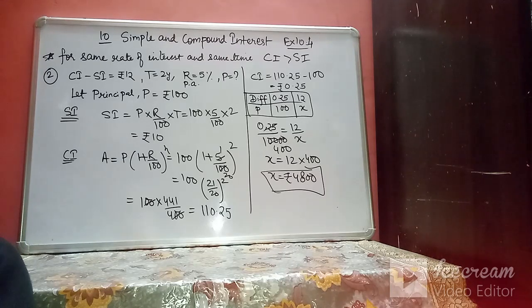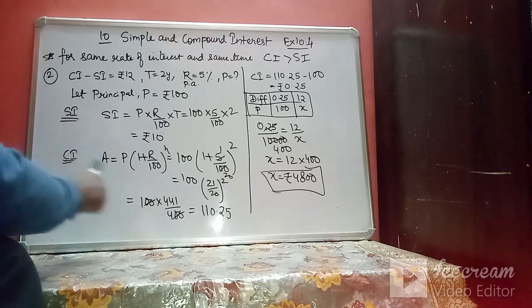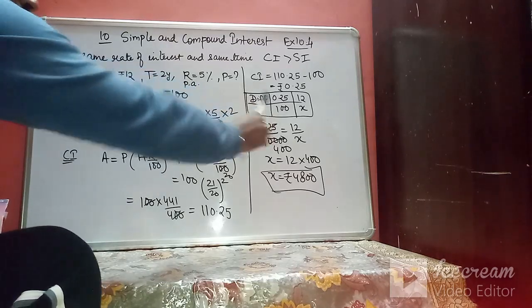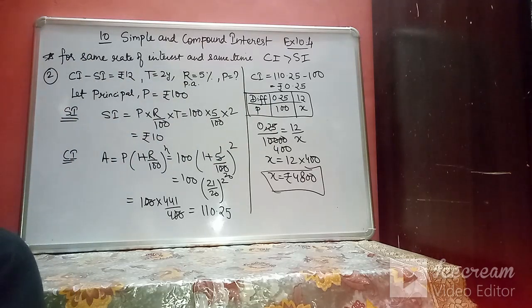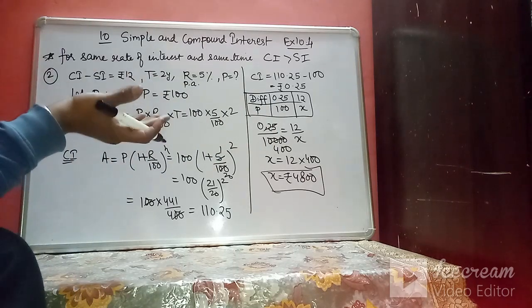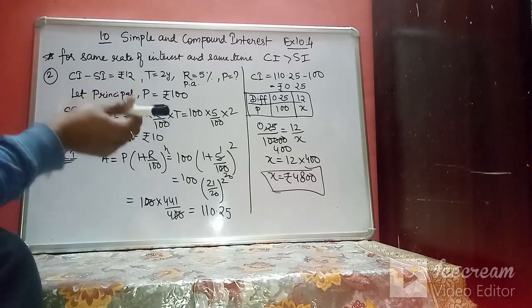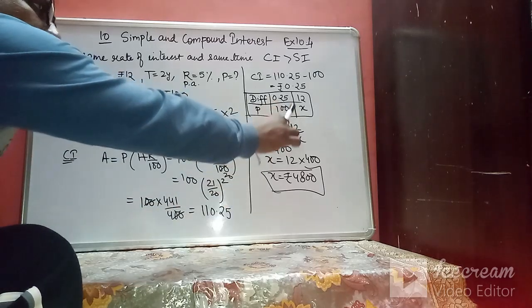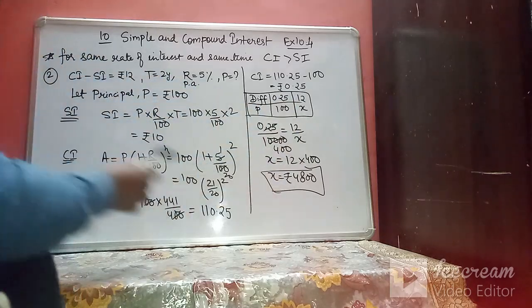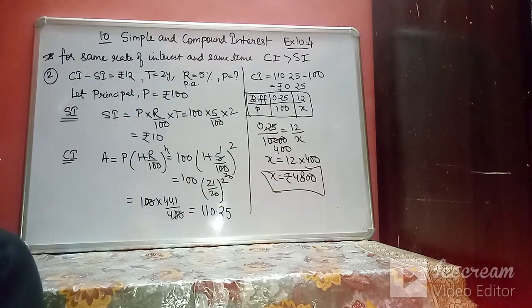Okay, so this is the value of the principal, that is 4800 rupees. In this we have used the unitary method concept. Again I am telling you, we have taken principal as 100 and after calculating the SI and CI, we have made a table like we have made in direct variation. Since as the principal increases, difference will increase, it is direct variation. From here we got the value of P as 4800 rupees.